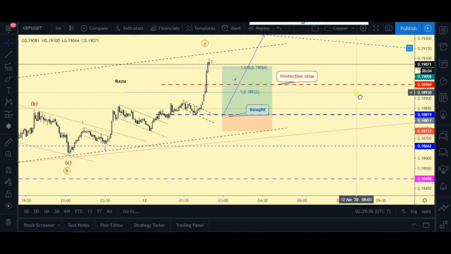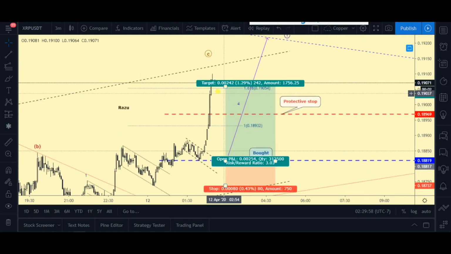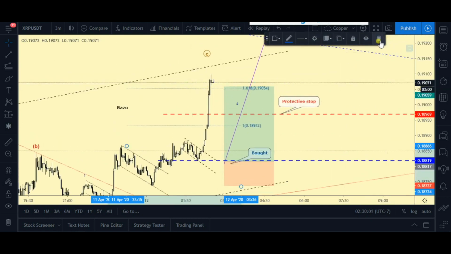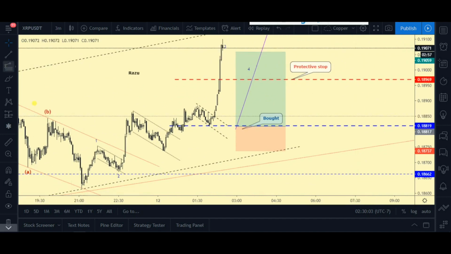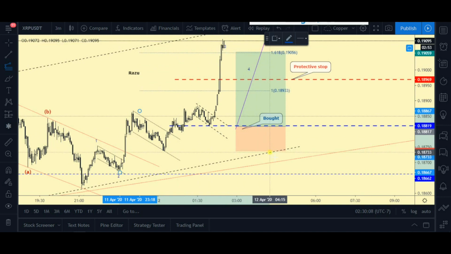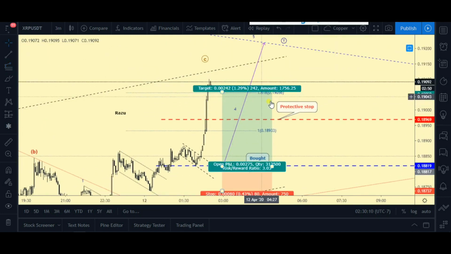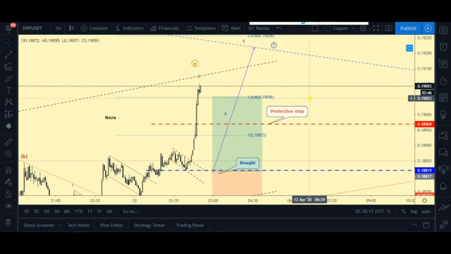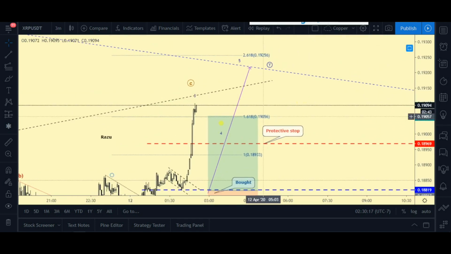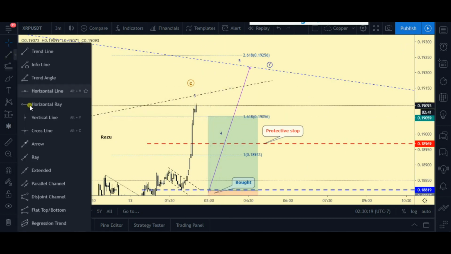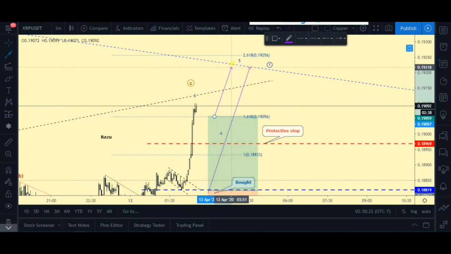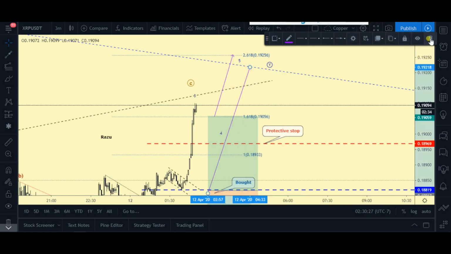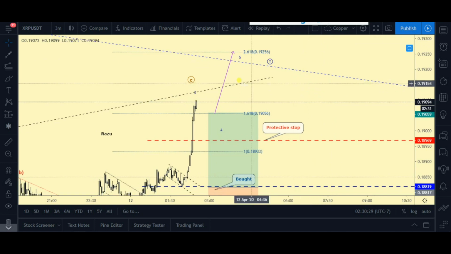the third wave has been extended above the 161.8 area. So what we can say here is, this is the first and this is the second. So third wave goes above the 161.8, closes above the 161.8 Fibonacci extension. So we are expecting this move to continue going up and hit this next target most probably.